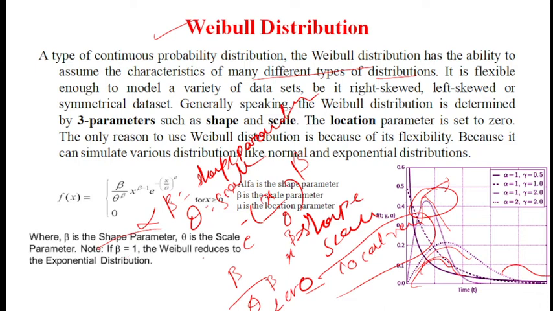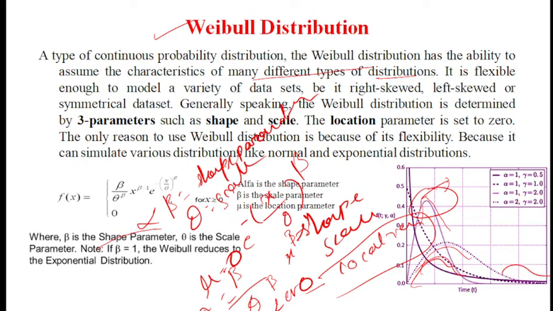Beta equal to 1: the Weibull reduces to the exponential distribution. The location should be 0. Here mu should be 0. And theta indicating the scale parameter, whereas beta is the shape parameter.